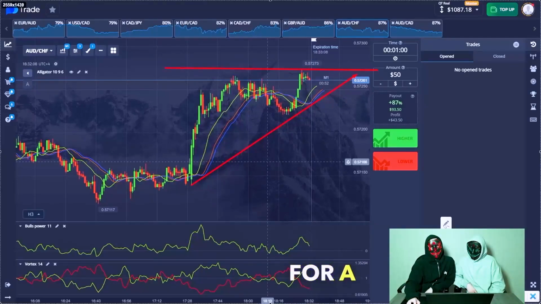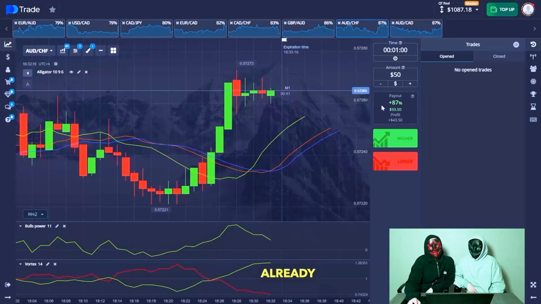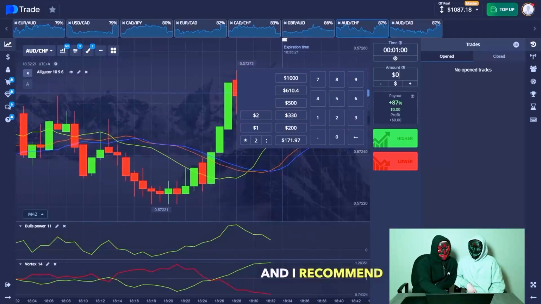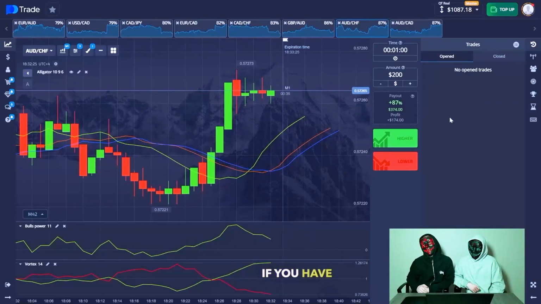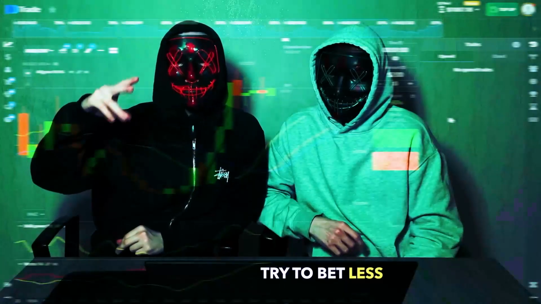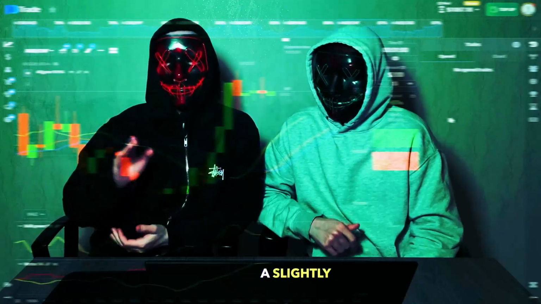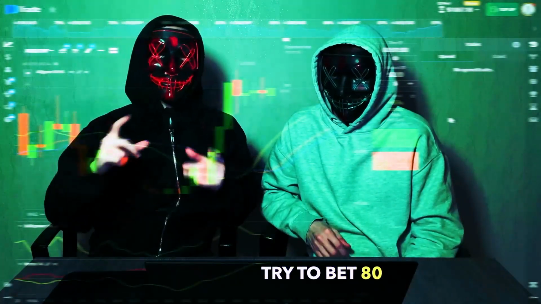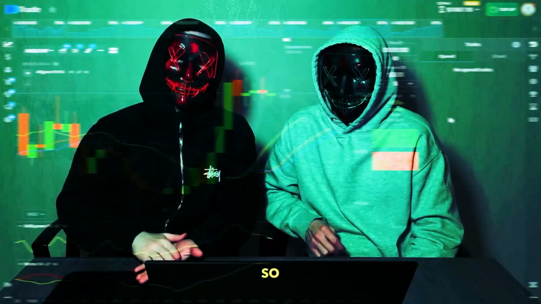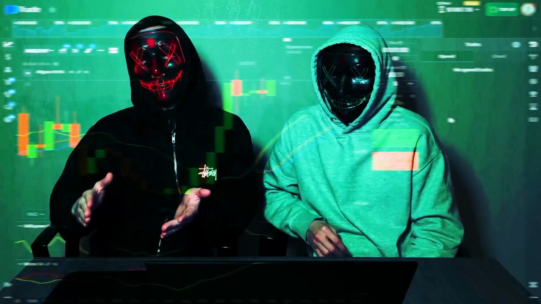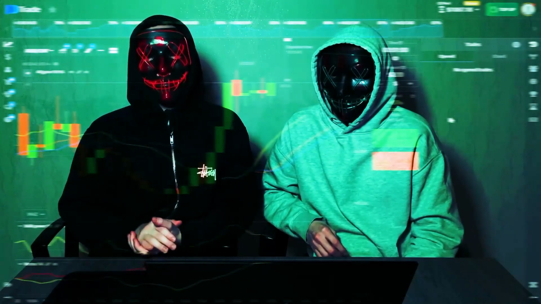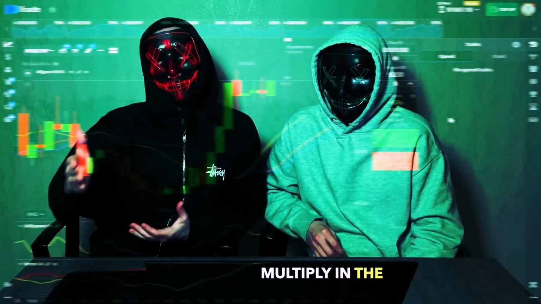We will open for a rise here, change the bet to already $200, and I recommend you use 20 to 30% of your balance. If you have a small amount, try to bet less first, and if you have a slightly larger amount of $500, try to bet $80, $70 so that you have a reserve of money which you could multiply in the future.